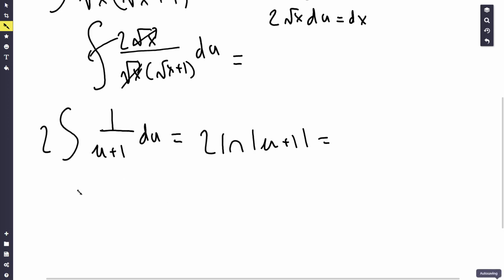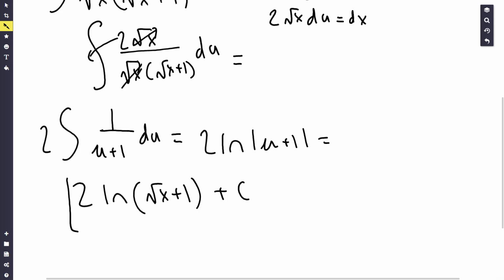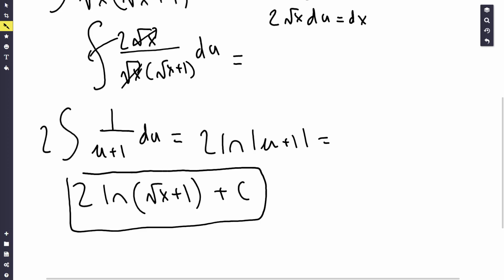Remember, u equals square root of x, so we can substitute that back in. And we simply have our plus c here. And remember, the square root of x is always positive, and 1 is always positive, so we can remove the absolute value, and our final answer is just going to be 2 times the natural log of the square root of x plus 1 plus c.